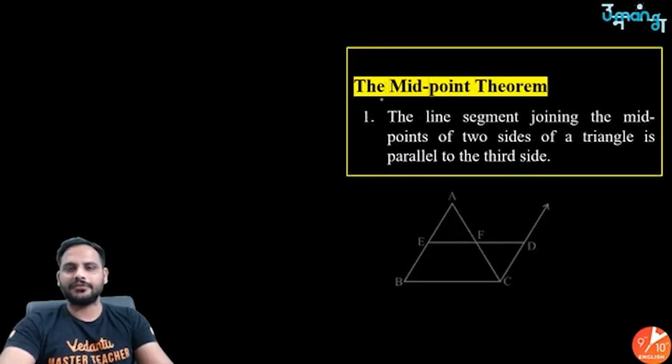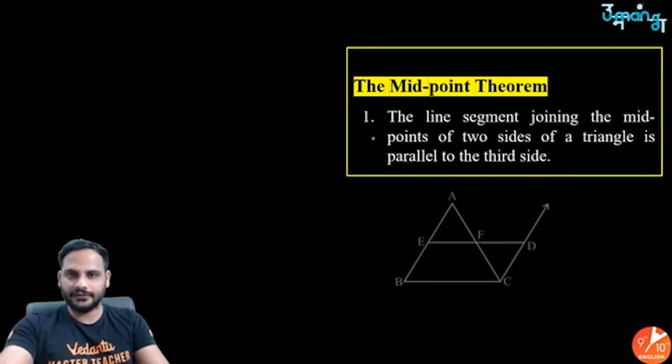Okay, after that comes your midpoint theorem. I have done the proof of the midpoint theorem as well. Do watch that session. I am just explaining what the theorem says. So this theorem says that if I have a triangle ABC, and if I know that E and F are the midpoints of AB and AC, E is the midpoint of AB, F is the midpoint of AC.